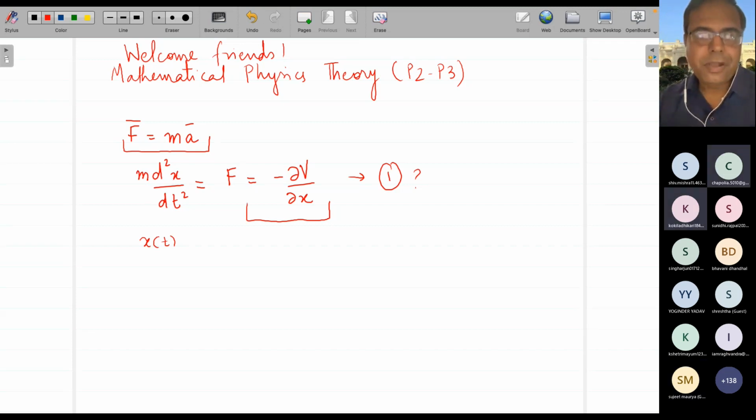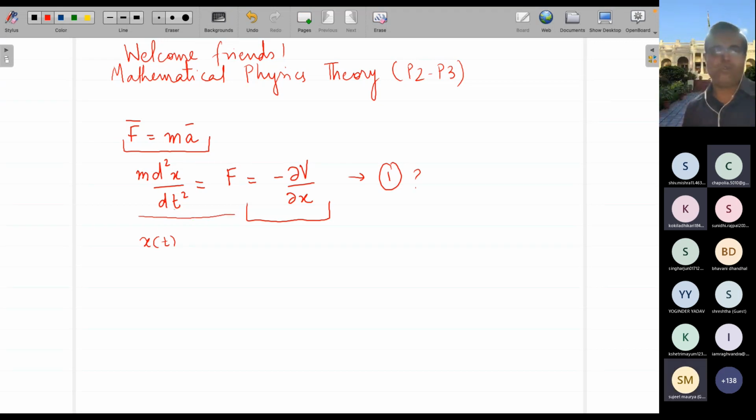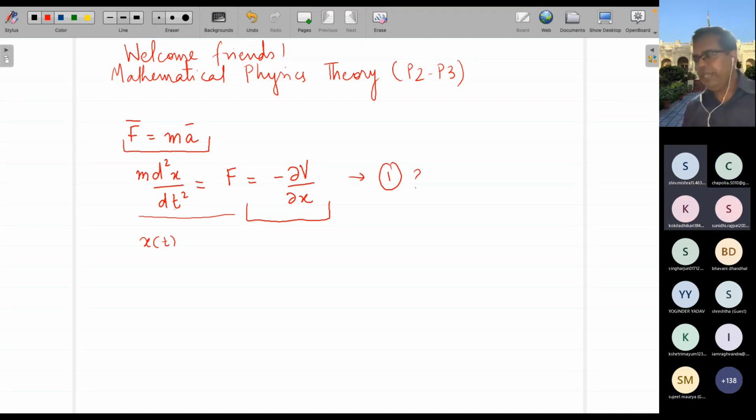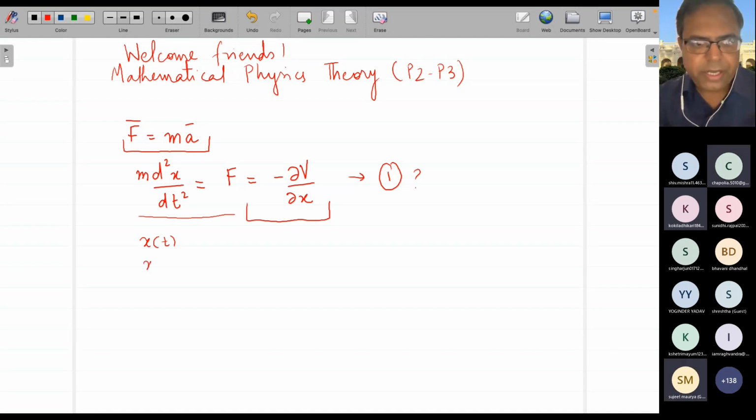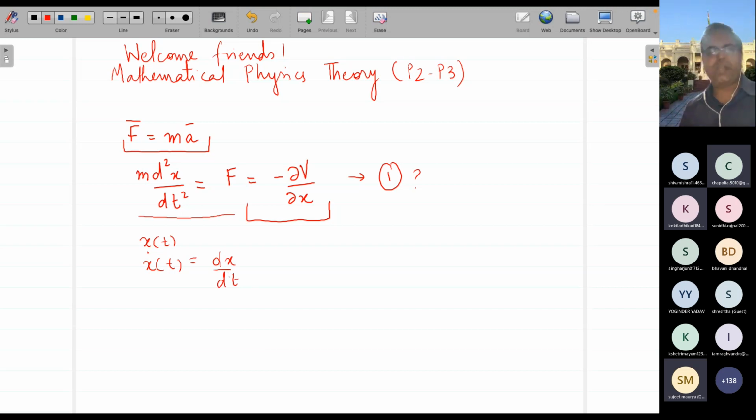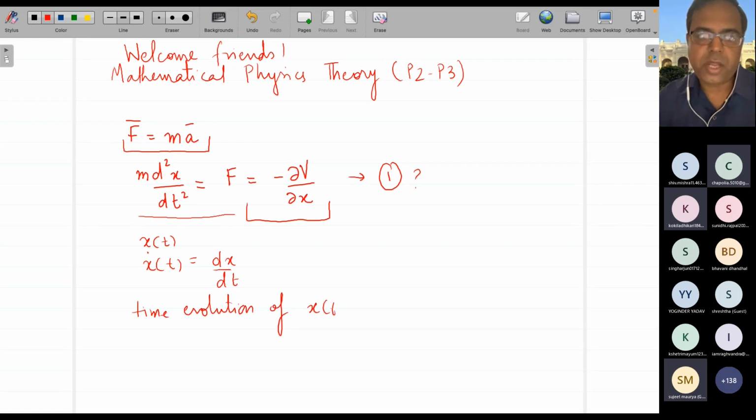By the way, in order to solve this second order differential equation, what is the minimum criterion to get the solution? At least two boundary conditions, or the initial conditions. Generally, the way we understood it, if x(t) and x dot(t), which is nothing but dx/dt, the velocity, are given as the instantaneous initial conditions, we should be able to solve the second order differential equation to get the time evolution of x(t) as well as x dot(t).